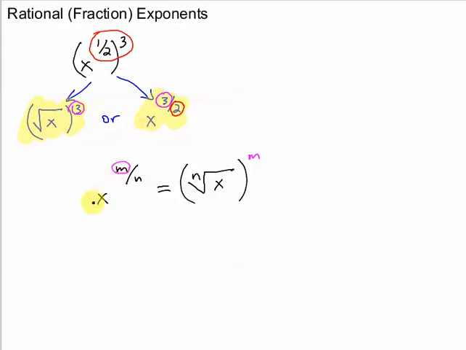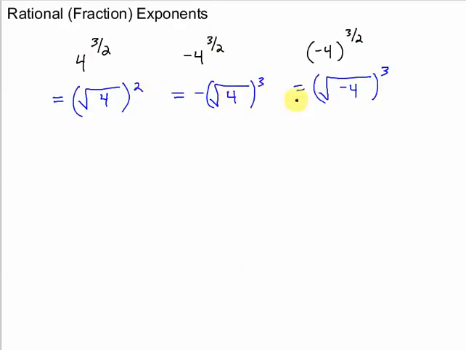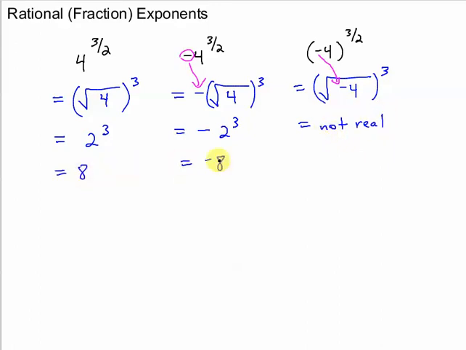Let's try some examples. So in all of these, our root is 2 and our power is 3. So I've written them all as square roots cubed. And the only difference between the last two is this negative goes outside and this negative goes inside, which means this last one is not real. The first one's 8, the second one's -8.